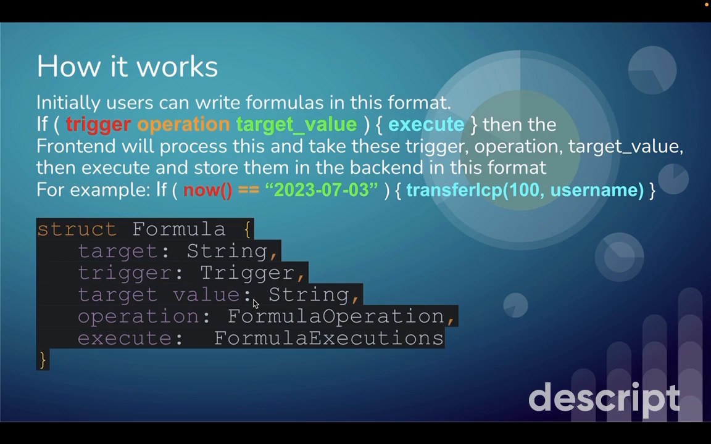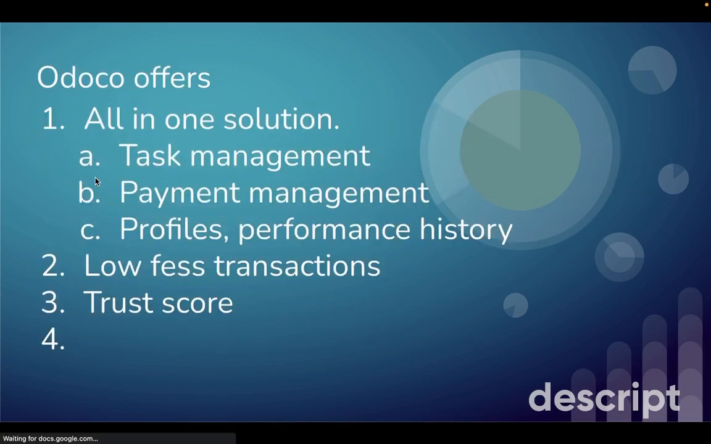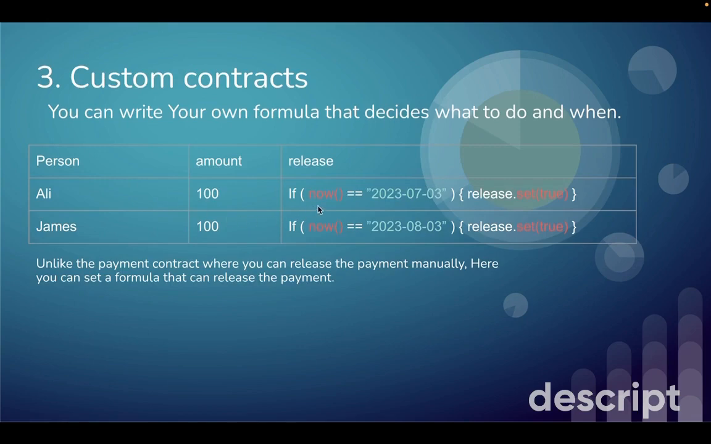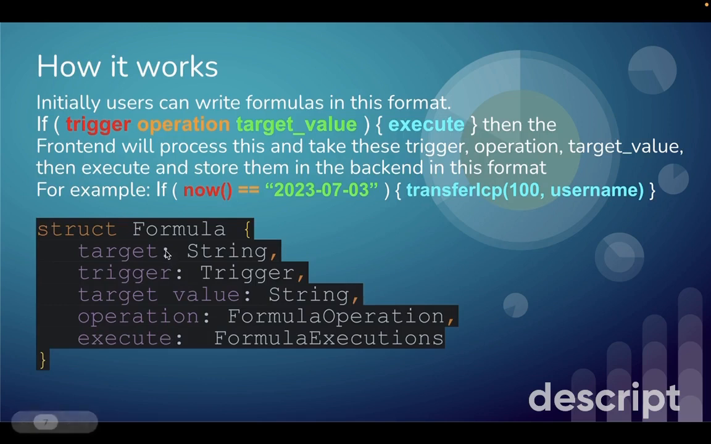Now, in order to prevent all these problems, the formula is stored in the backend in this format: you have trigger, target, and target value, and operations and execution. So when you have an if statement here, this "now" is the trigger, which is a time trigger, and this "equals" is the operation, and this is the target value. And right here, you have the execution value.